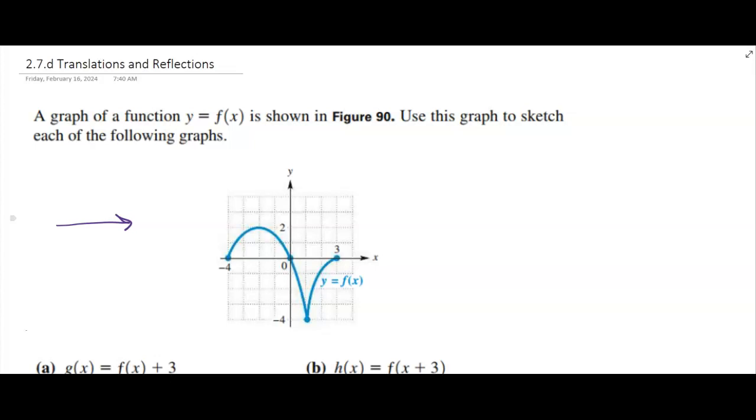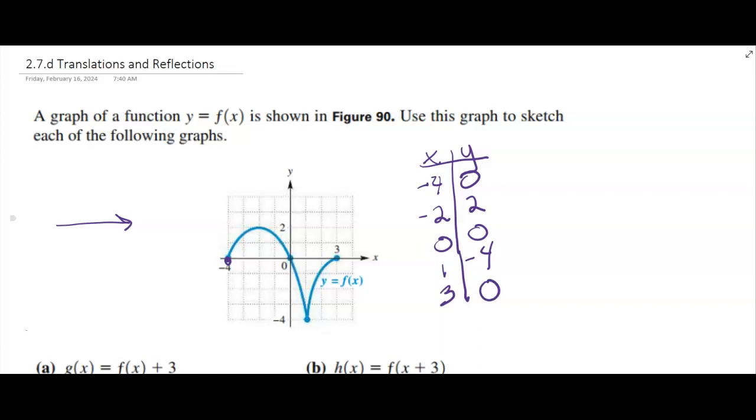Now, one way to do that is to think about the table of values, because, like I said, you have to maintain the shape. And you can put y or f of x there. But see how there's a point at negative 4, 0? That point right there. There's a point at negative 2, 2. There's a point at 0, 0. There's a point at 1, negative 4. And then there's a point at 3, 0.